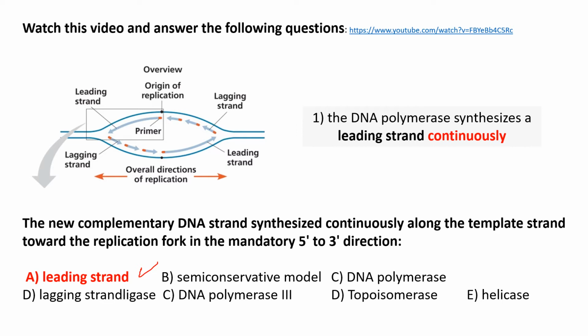If you remember, the semi-conservative model is talking about something completely different. So this is wrong. The DNA polymerase is an enzyme. The lagging strand, this is wrong. The DNA polymerase is another enzyme, and the others are just enzymes. So the only potential answer is the leading strand.